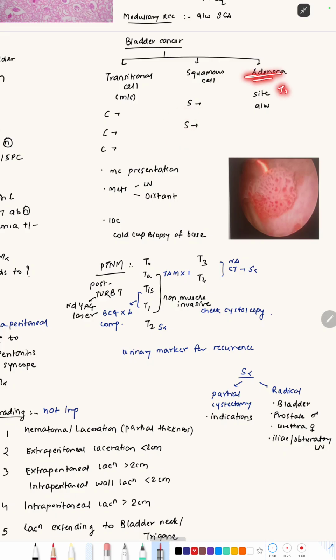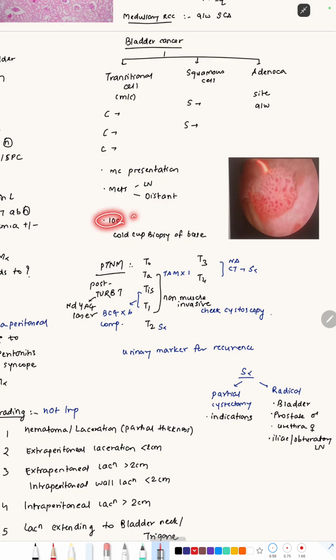Adenocarcinoma: the most common site is the trigone of the bladder, and it is associated with a persistent urachus. The most common presentation is gross painless hematuria, then metastasis to the obturator lymph nodes, and distant metastasis to the bones. So very important: in renal cell carcinoma, the para-aortic lymph nodes are involved and there is distant metastasis to the lungs. Over here, the lymph node involved is the obturator lymph node and distant metastasis is to the bones.